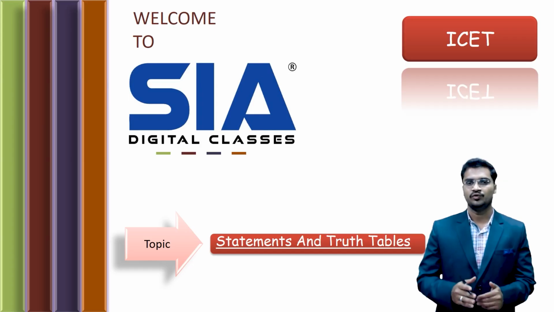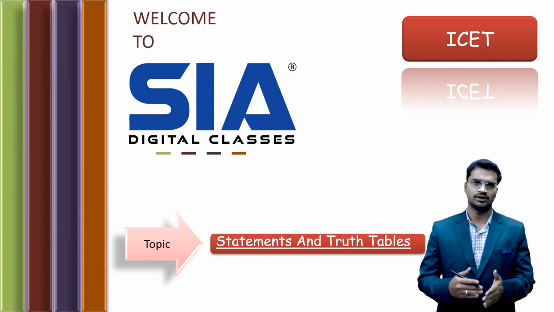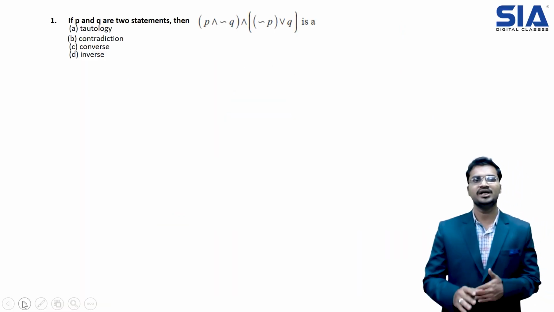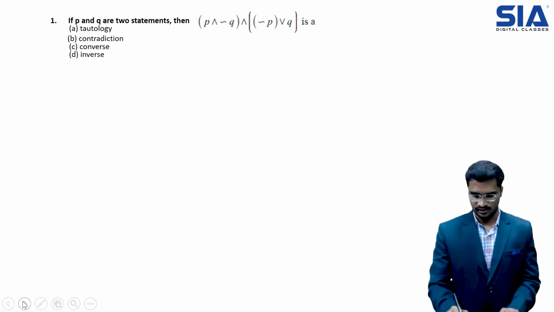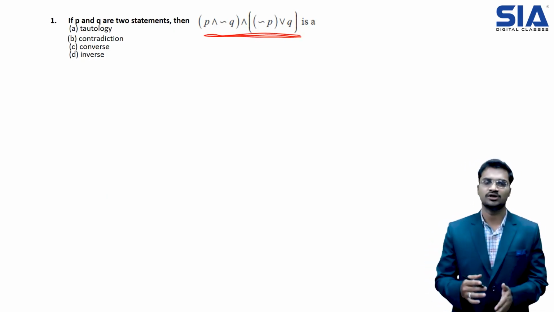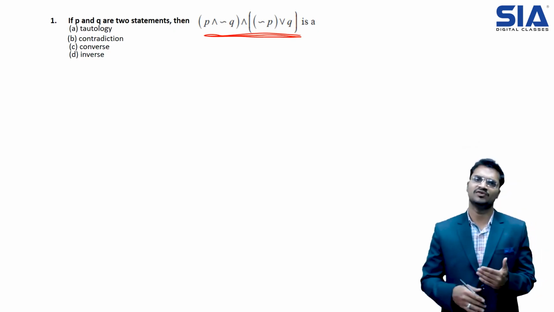In this video, we are going to solve some problems from our topic statements and truth table. So let us start. First of all, our first question is: if P and Q are two statements, then this particular statement will be what? Will it be a tautology? Will it be a contradiction? Will it be a converse, or will it be an inverse?